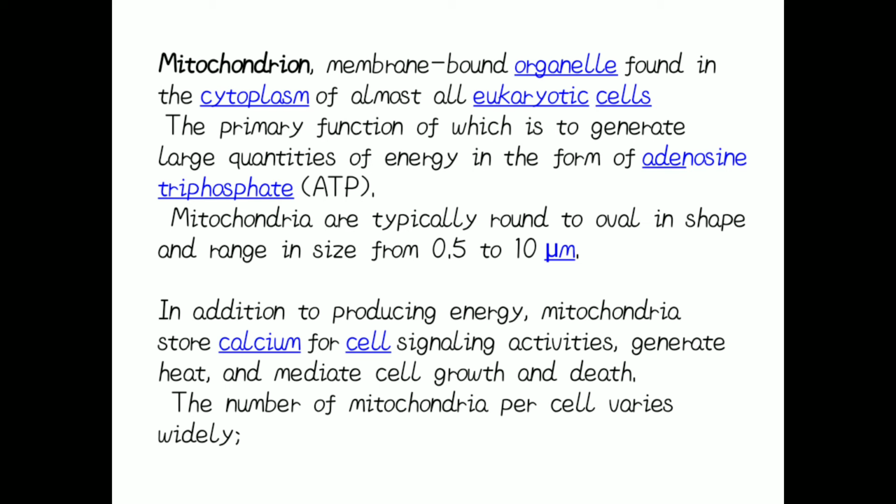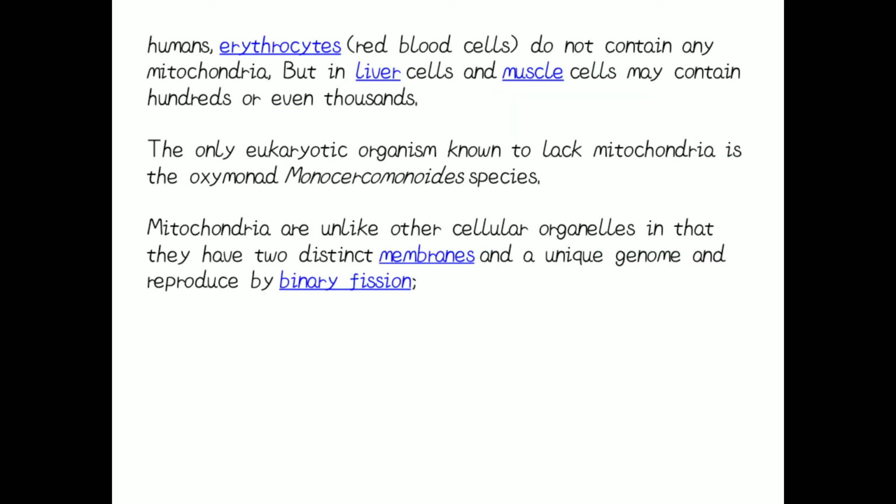Mitochondria are membrane-bound organelles found in the cytoplasm of almost all eukaryotic cells. The primary function, as we have already discussed, is production of ATP, and size also we have discussed. In addition to producing energy, mitochondria store calcium for cell signaling activity, generate heat, and mediate cell growth and death.